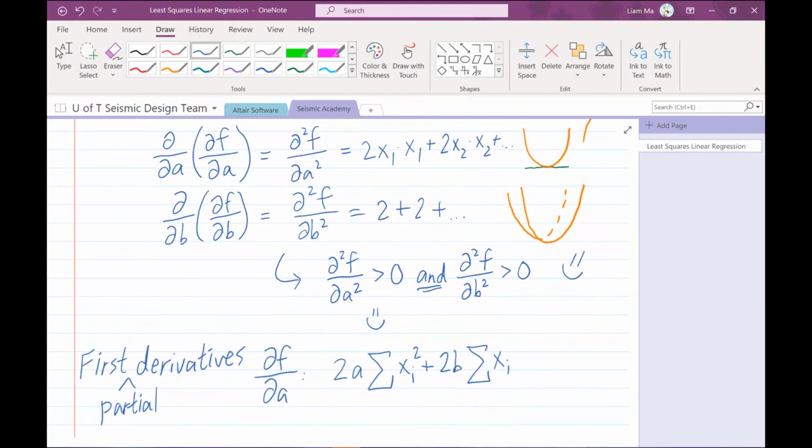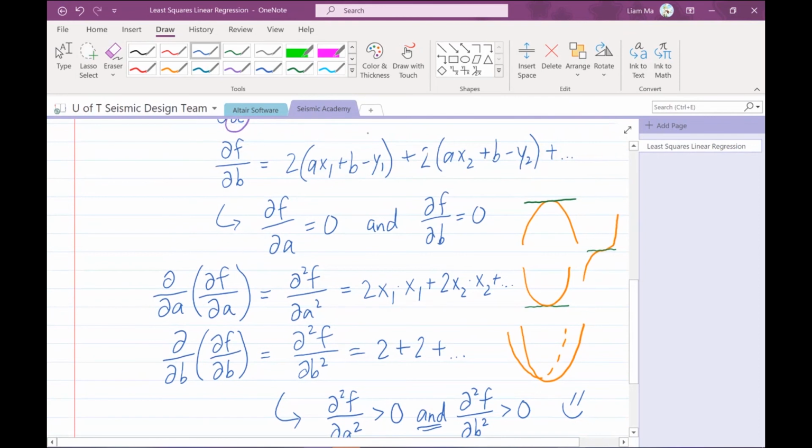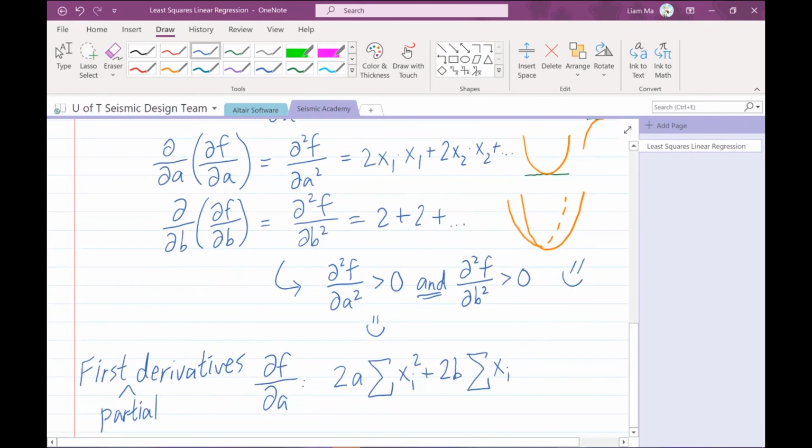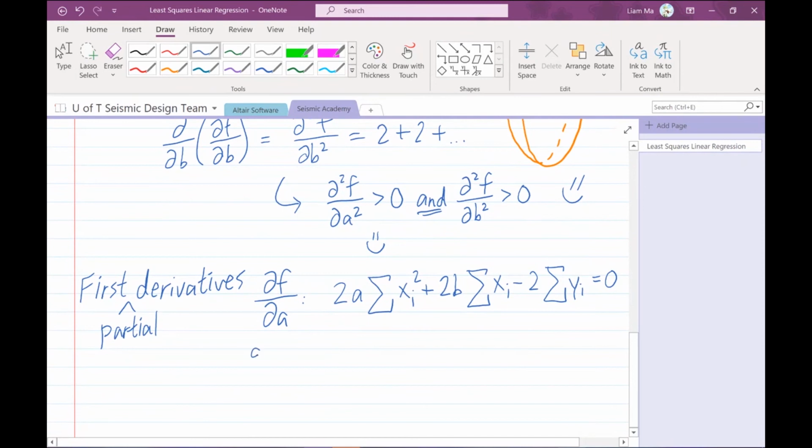All right, so we're not finished with that one quite yet, because we still have these y terms, and it's going to be minus 2 times the sum of yi, all the y's. And for minimums to occur, we need this derivative expression to be equal to 0. So we're going to set that equal to 0. And then similarly, we're going to have the partial derivative with respect to b.